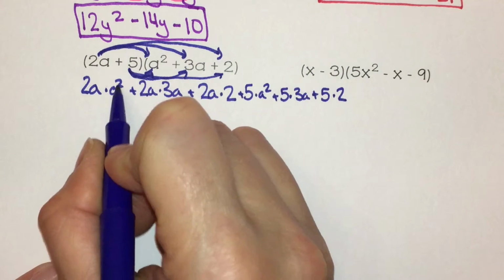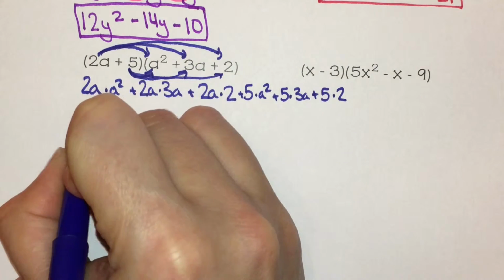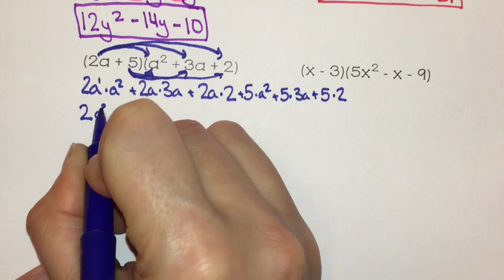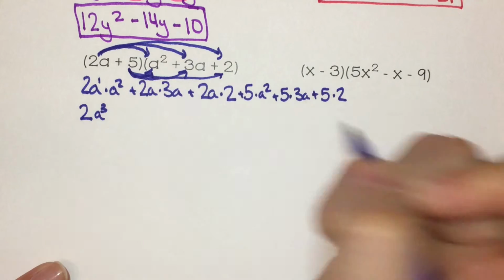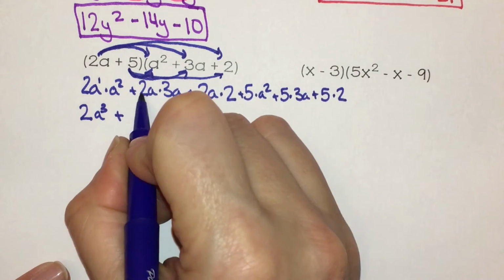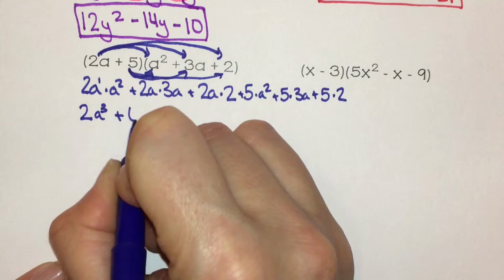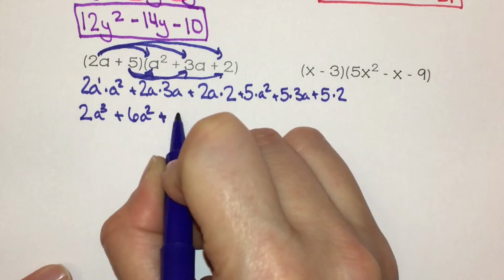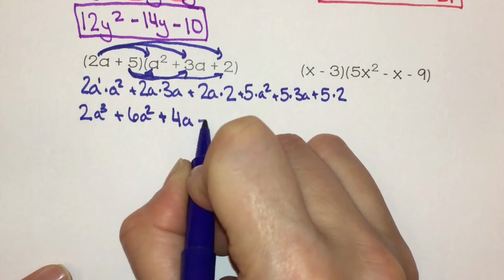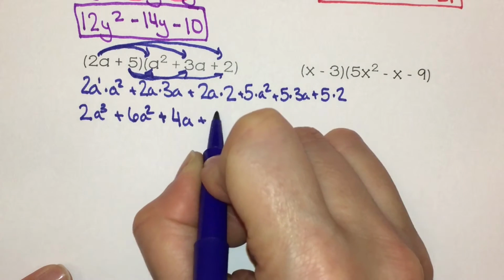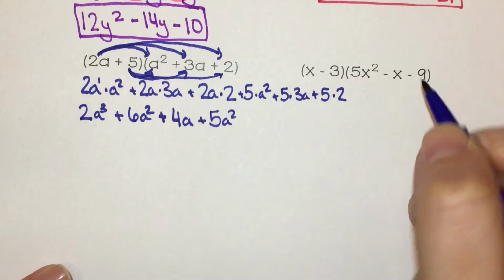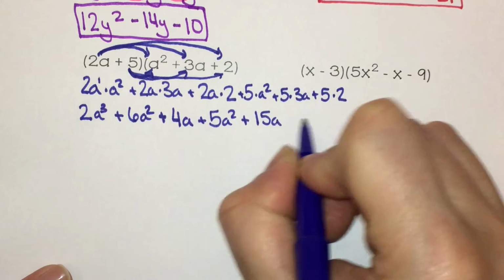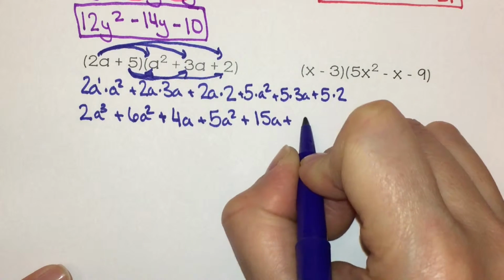I'm going to simplify. 2a times a squared: we have 2, and a times a squared gives us a to the power of 3. Remember, you can just add the exponents. Plus 2a times 3a gives me 6a squared, plus 2a times 2 is 4a, plus 5 times a squared is 5a squared, plus 5 times 3a is 15a, plus 5 times 2 is 10.